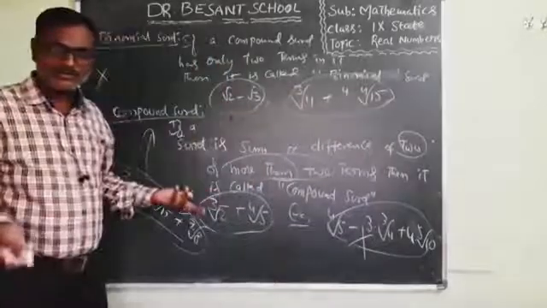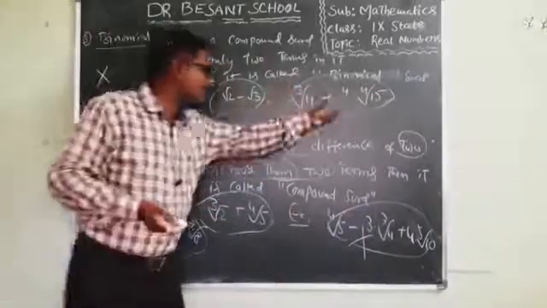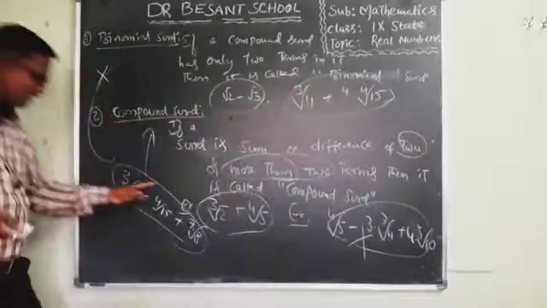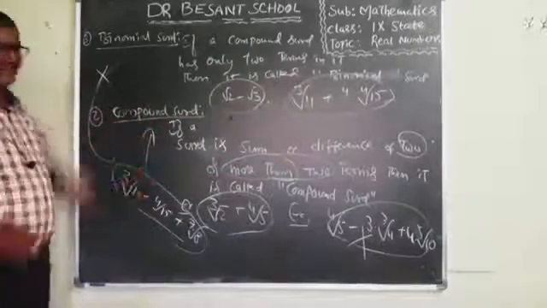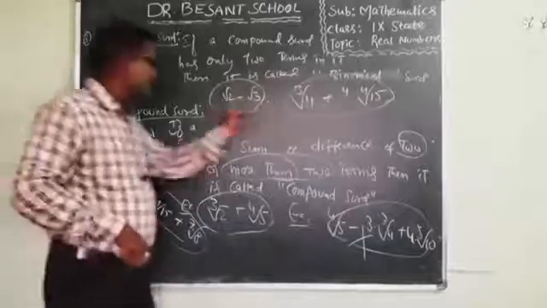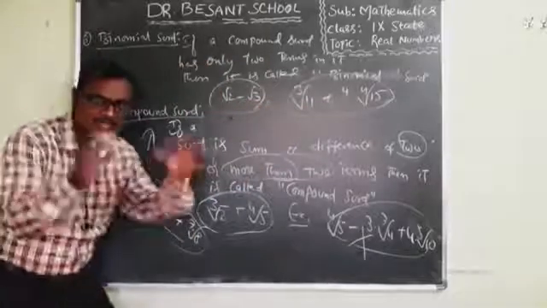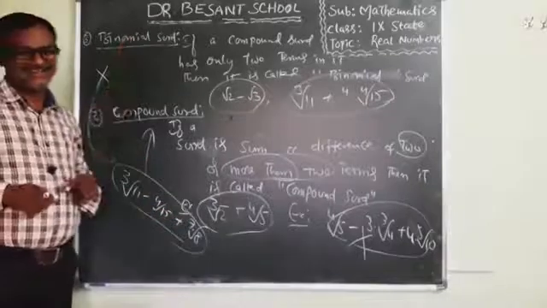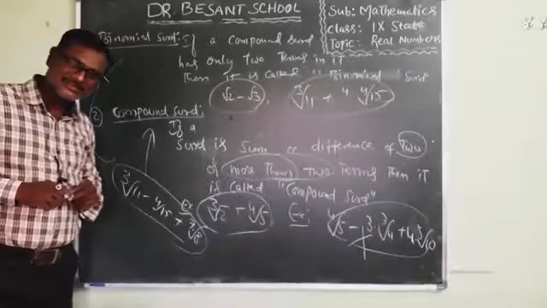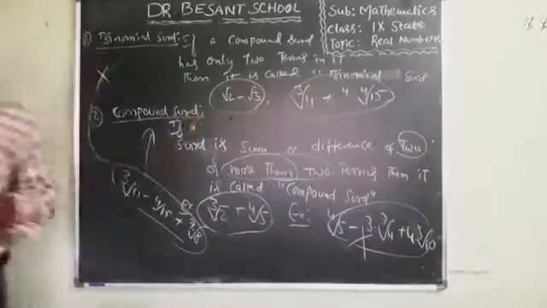So what we conclude: every binomial is a compound, but every compound need not be binomial. Understood or not? Every binomial is a compound, but every compound need not be binomial. Understood or not? Yes, once verify.